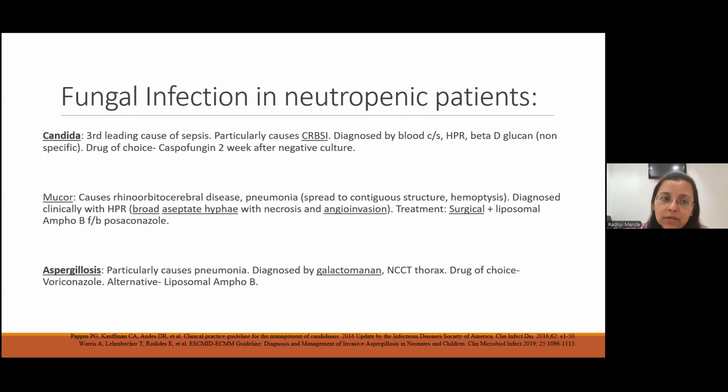Then, the second most common fungal infection is candida. Particularly, it causes catheter-related bloodstream infection. It is diagnosed by blood culture, and beta-D-glucan is high.